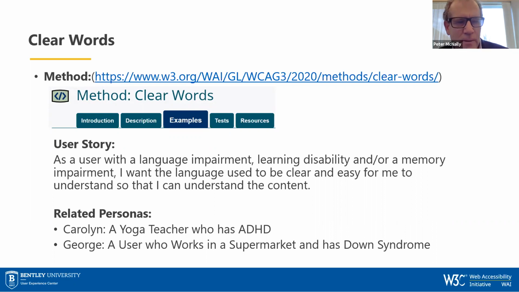And if you go to this URL, you can see they have some related personas, which I think could be helpful when you're doing your persona work. I'm sure they would love it if you took these and added them to your personas for your product. Caroline, a yoga teacher who has ADHD, and George, a user who works in a supermarket and has Down syndrome. So when we talk about persona work, make sure that they're inclusive, and that we do include people with disabilities in our persona work.